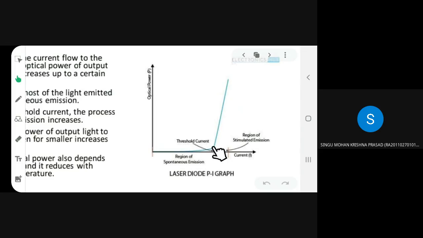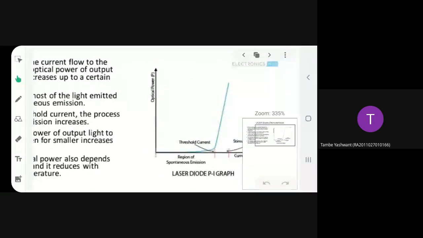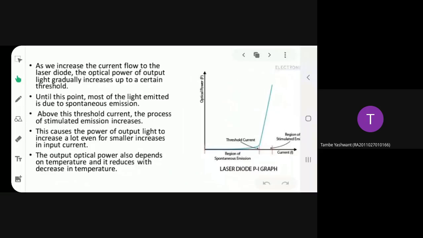But once this threshold current value is crossed, even for a small increase in current, you will be able to observe how much optical power. Here there is a gradual increase, but if you see at this particular portion, it's increasing to a higher degree even for a smaller change in current. This is because of what emission? Stimulated emission.